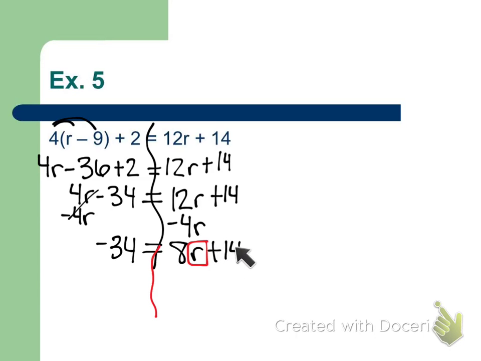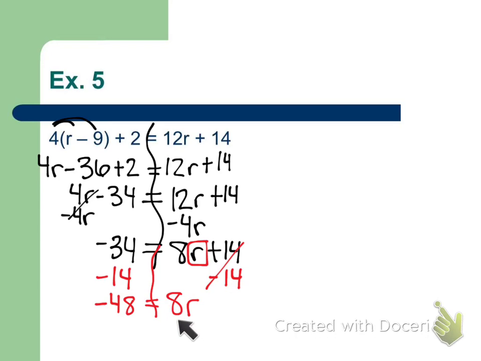How are we going to undo adding 14? Subtract 14. But if I do it on one side, I have to do it to the other. Negative 34 minus 14, Houston. So if they're both negative, we add them and we keep it negative. So what is 3 plus 1? 4. 4 plus 4 is 8. Okay, so we get negative 48 equals 8r.